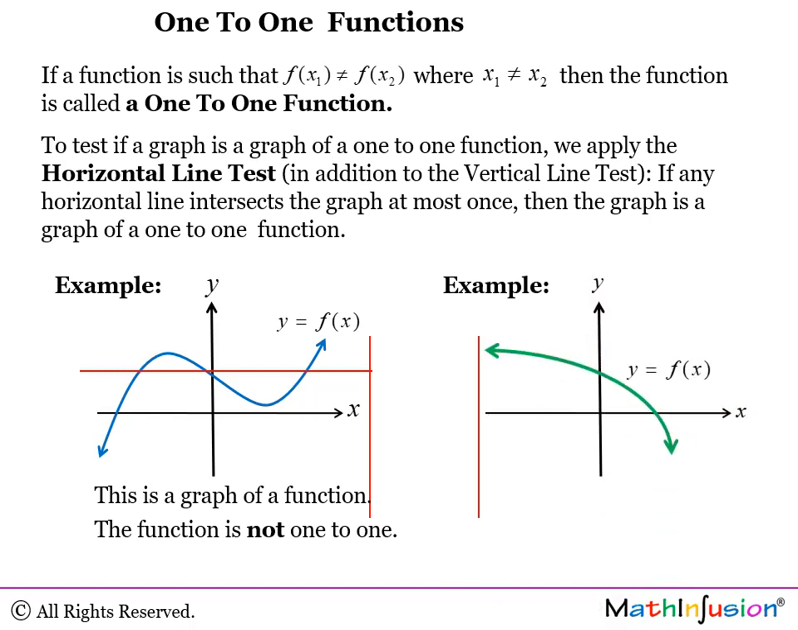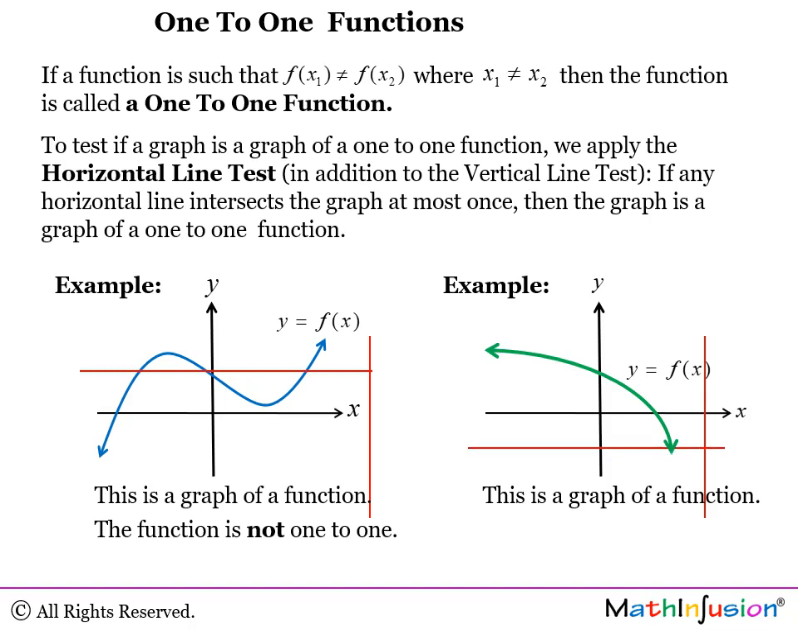This example, vertical line test. This is a graph of a function. Now let's apply the horizontal line test. This function is one-to-one. The reason I'm also applying the vertical line test in addition to the horizontal line test is because a one-to-one function first of all has to be a function.